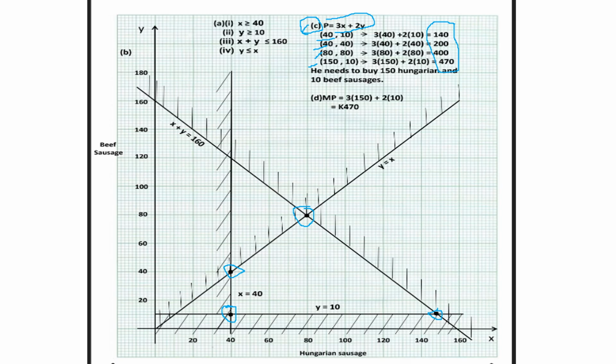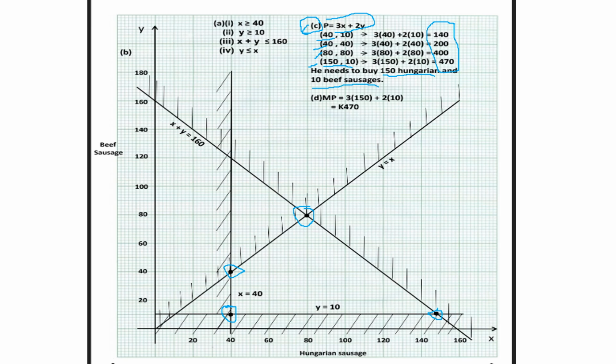If you check here, you see it is 470 kwacha. To make this 470 kwacha, how many Hungarian and how many beef sausages were bought? We come back to the coordinates which we picked. We have 150 Hungarian and 10 beef. Therefore the answer for C is: he needs to buy 150 Hungarian and 10 beef sausages.